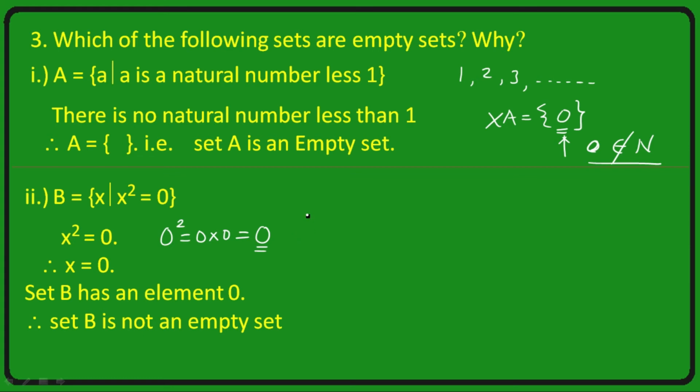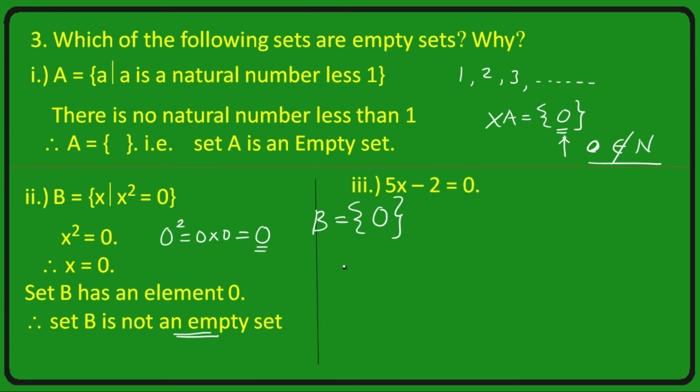If we try to write the set B by using the list method, then we can write like this, set B is equal to containing 0. Hence B is not an empty set because it contains an element 0.